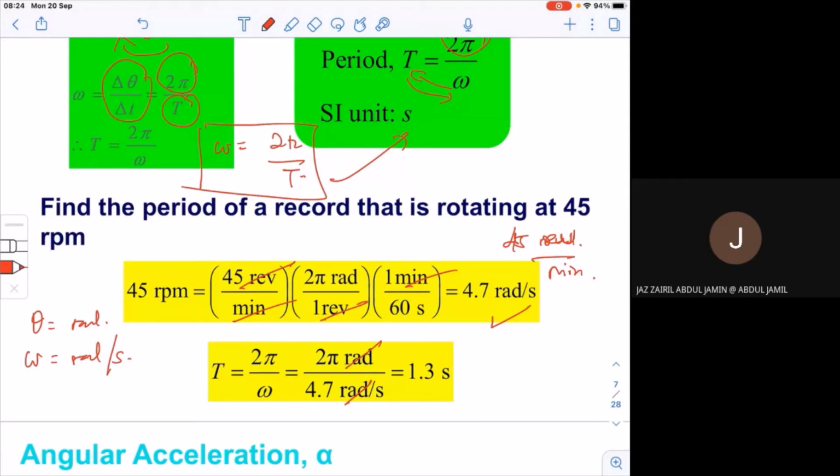Because of that, we need to first convert it to SI units, which is radian per second. Remember, when you have rounds per minute, if you tend to calculate everything involving rounds per minute, make sure you do some conversions. So you cancel out radian and radian per second, and in this case you will get 1.3 seconds. The unit for period is seconds, right?